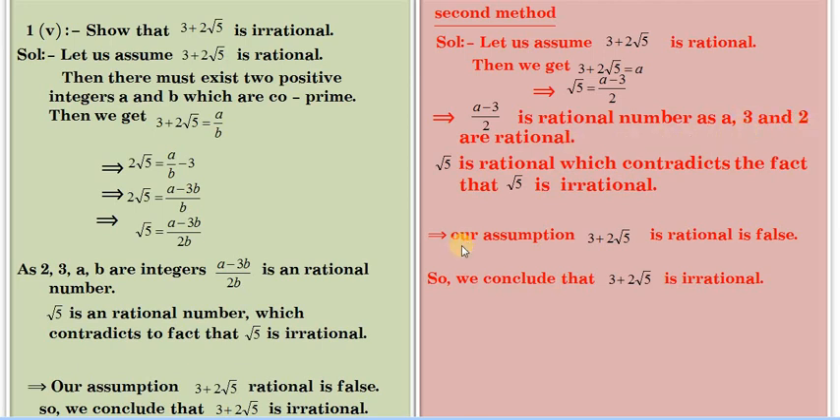So in that aspect, here I am calling these rational numbers, even though they are integers or natural numbers. Now our assumption is wrong. That means 3 plus 2 root 5 is rational is false. So if this is false, what should happen? 3 plus 2 root 5 should be irrational.